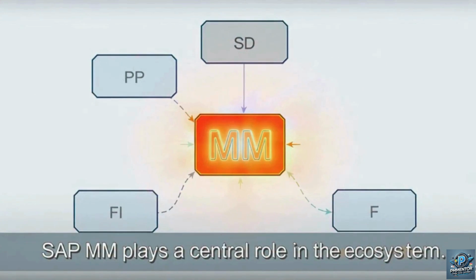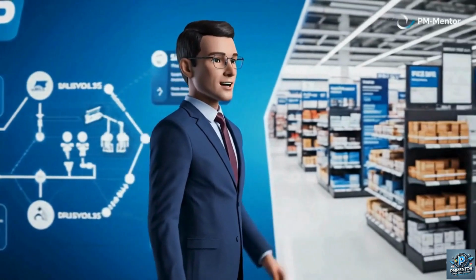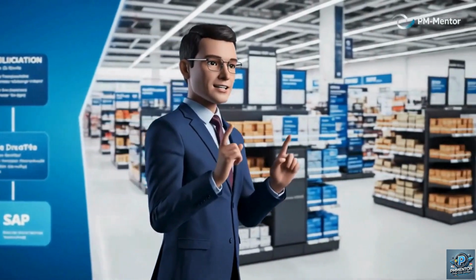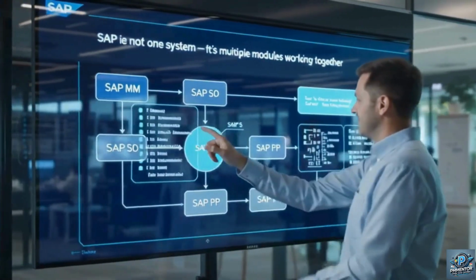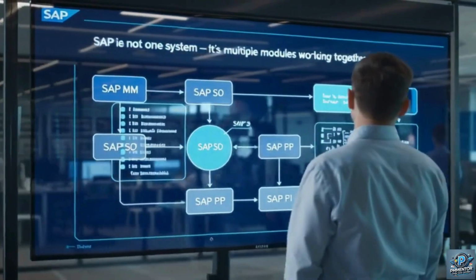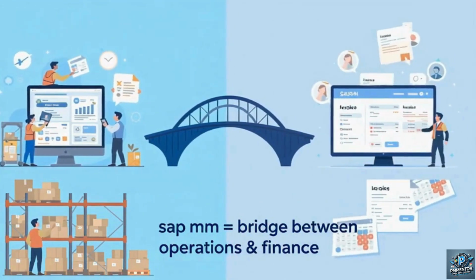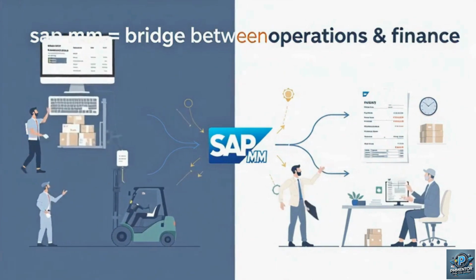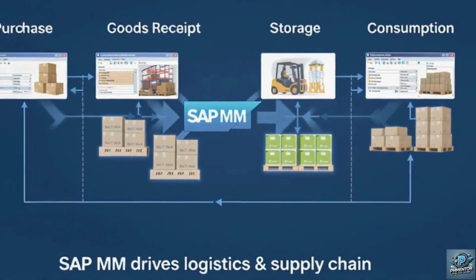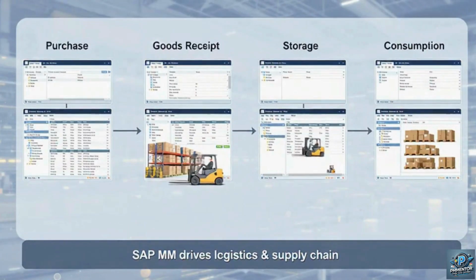Now, let's understand where SAP MM actually fits within the overall SAP landscape. SAP is not a single system. It is a combination of multiple modules working together to run an entire business, and SAP MM plays a central role in this ecosystem. Think of SAP MM as the bridge between operations and finance. On one side, it interacts with business functions like purchasing, inventory, and warehouse operations. On the other side, it connects with financial systems to ensure every transaction has an accounting impact.